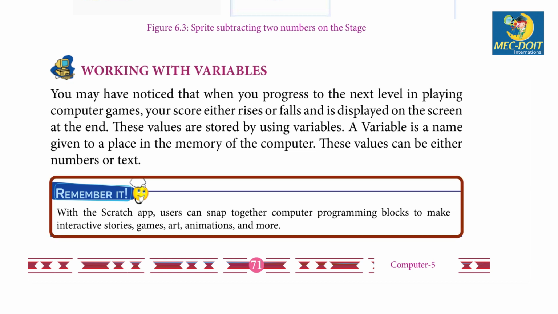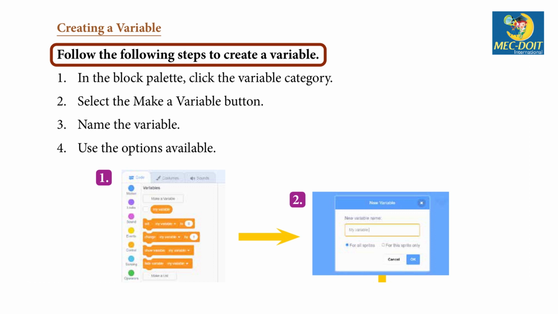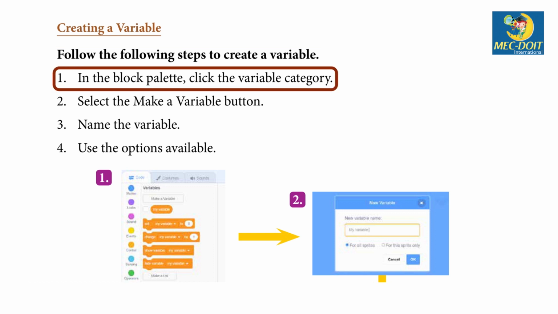Remember it! With the Scratch app, users can snap together computer programming blocks to make interactive stories, games, art, animation, and more. Creating a variable. Follow the following steps to create a variable. 1. In the block palette, click the variable category.